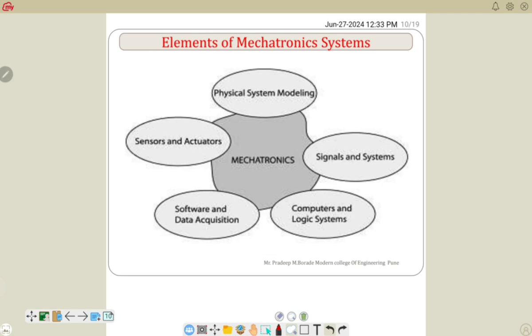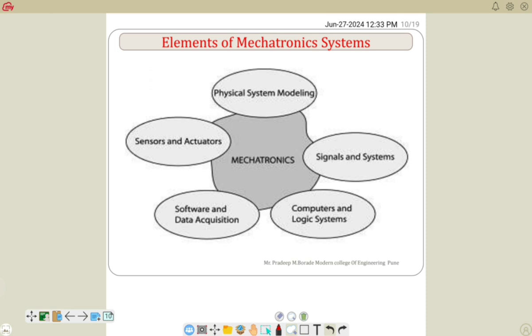Next one is elements of mechatronic system. So basically, the physical structure is there to measure some parameters.